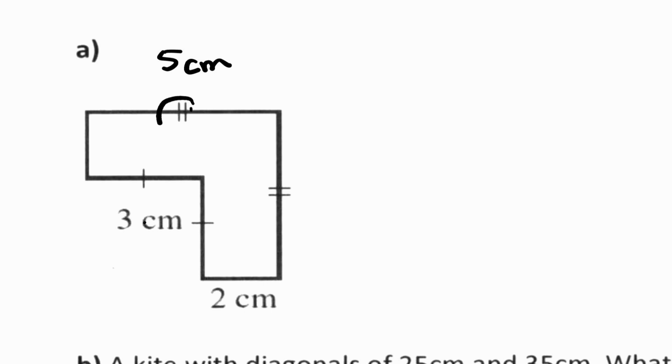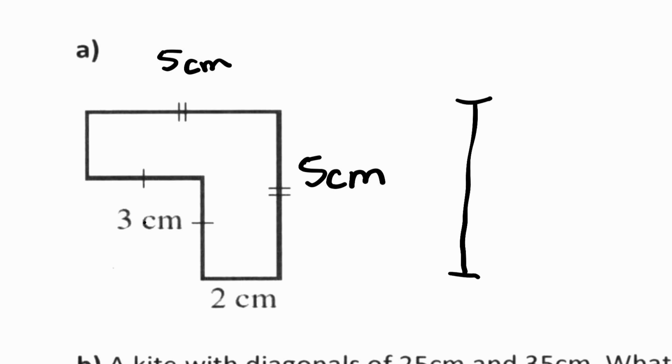And now, because we know that this side is equal to this side, that's what those double dashes mean, then we already know that the right-hand side is also 5 centimeters. And that leaves us with just this left-hand side to figure out. So if we know that this entire length is 5 centimeters and we know that this short side here is 3 centimeters, then what is left over means that this side here must be 2 centimeters.